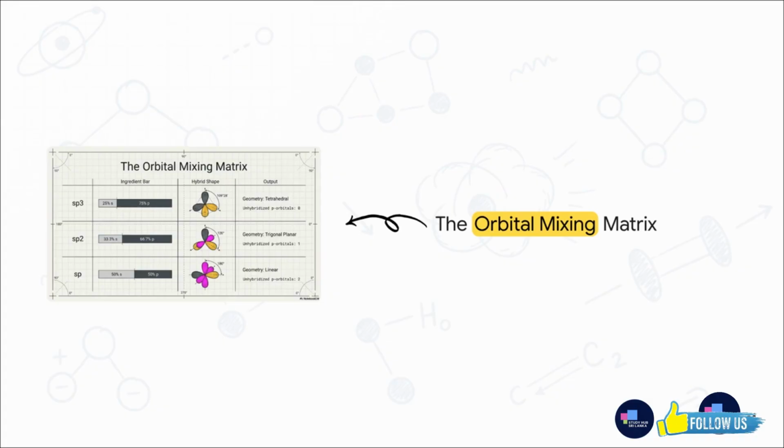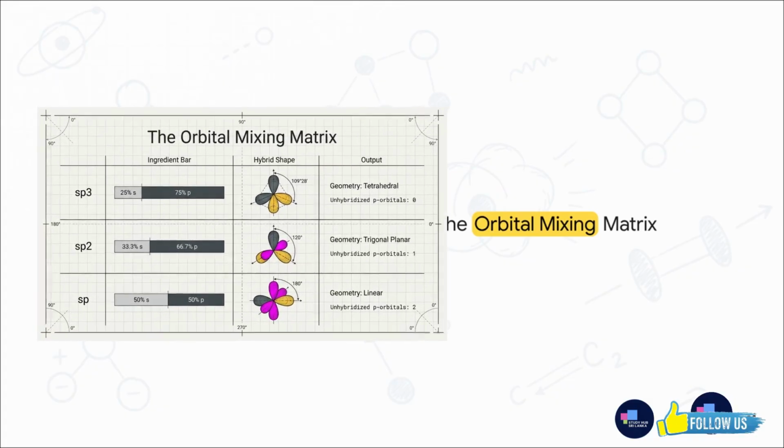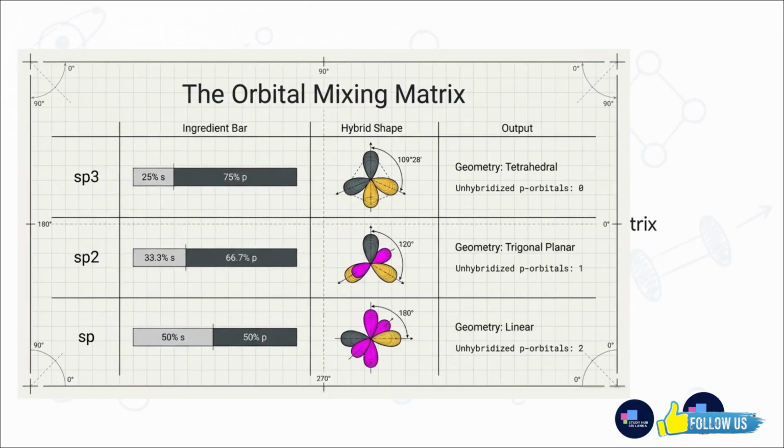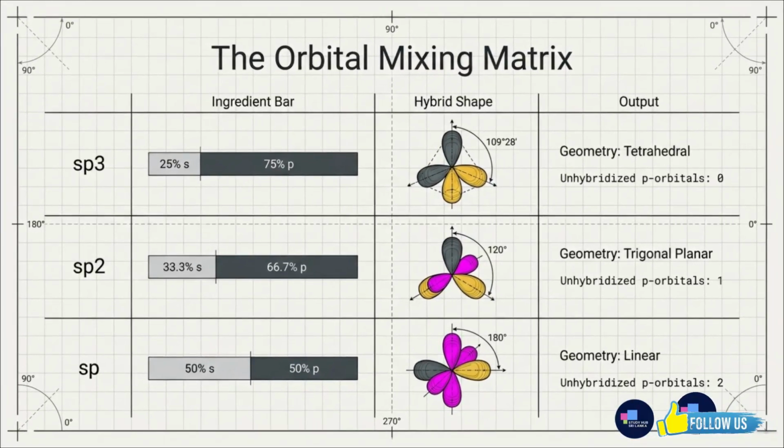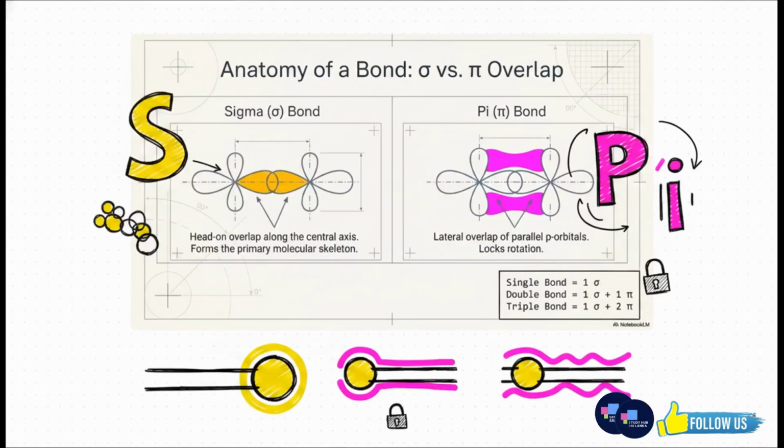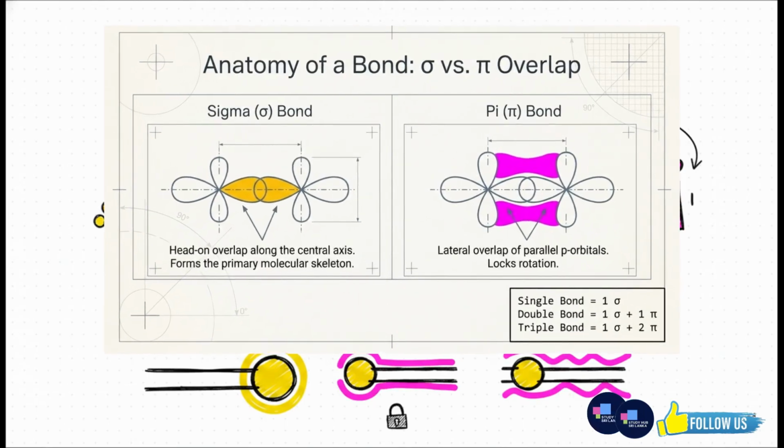This orbital mixing matrix shows that logic just beautifully. If you mix 1s and 3p orbitals, you get sp3 hybridization, leaving 0 unhybridized p orbitals, and that results in our tetrahedral geometry. If you only mix 1s and 2p orbitals, you get sp2 hybridization. That leaves 1 raw p orbital completely untouched, giving us a trigonal planar geometry. And if you mix just 1s and 1p, you get sp hybridization, leaving 2 unhybridized p orbitals, which naturally gives us a linear geometry. Now you might be wondering, what actually happens to those unhybridized p orbitals?